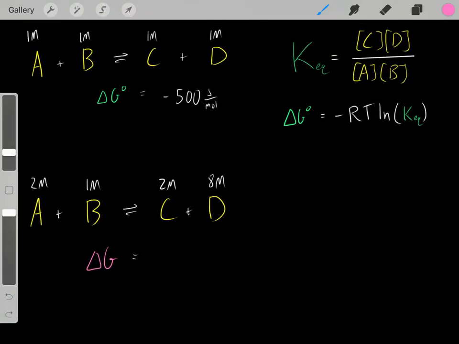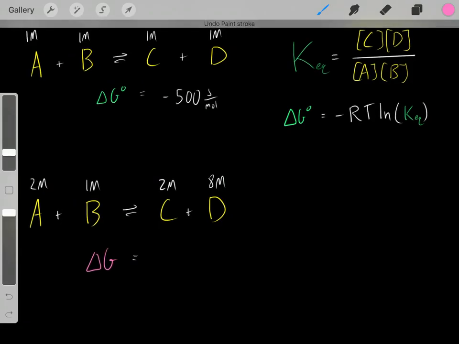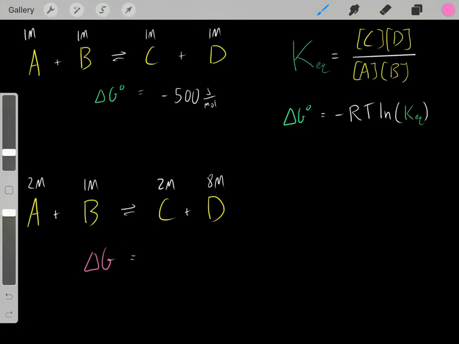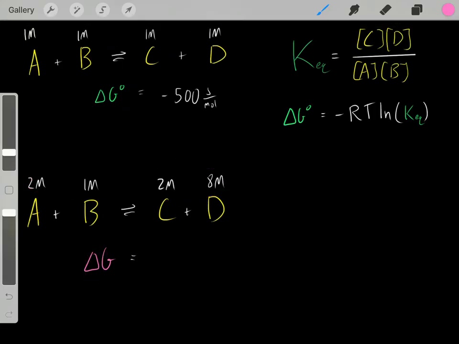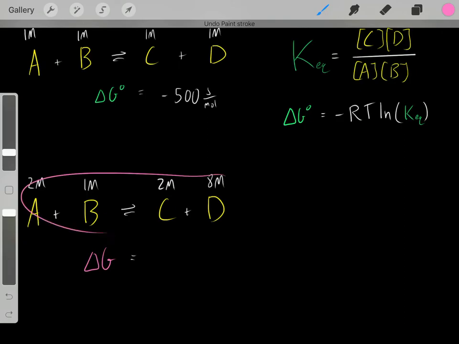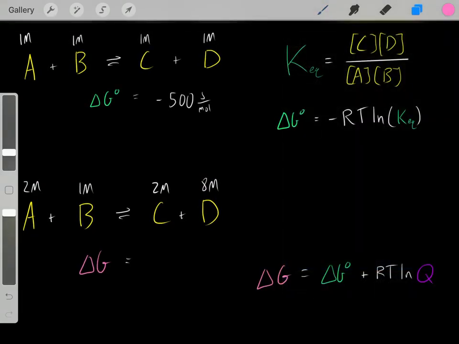So under these non-standard state conditions, how much free energy is released per mole? How can we determine the delta G, not the standard state delta G, but the delta G in these non-standard state conditions? How much free energy is released under these non-standard state conditions? Well, again, to determine this, we need this equation.